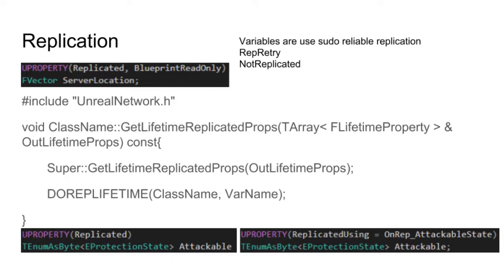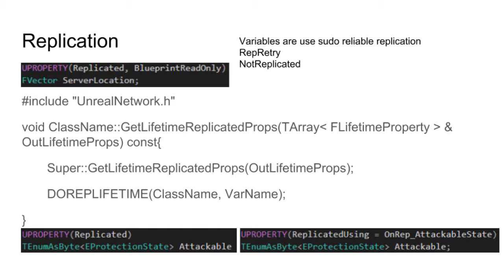I am now going to discuss the nuances of using replicated variables. When using replicated variables, two additional things are required in the implementation file, the .cpp. First is that you need to include the UnrealNetwork header file, and you need to add an additional function as shown. For each variable with replication, you also need to add a DOREPLIFETIME line as shown.